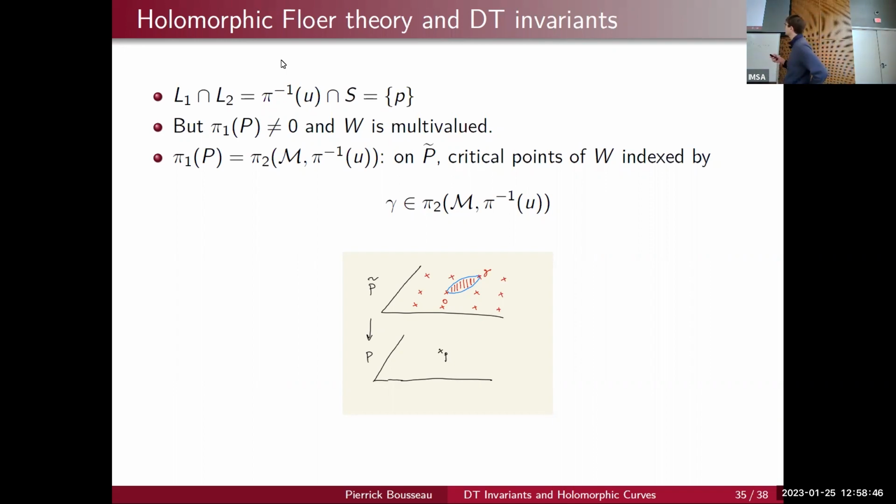And in particular, now the critical points on the cover are naturally, so you can show that the fundamental group of the space of paths is exactly the correct lattice of charges where this gamma is living. So now on the cover, the critical points are already indexed by these classes gamma.